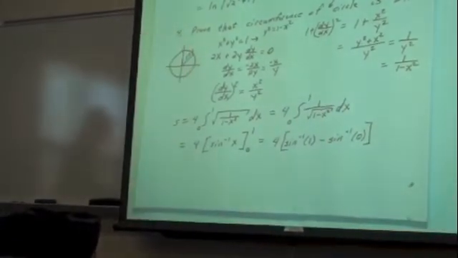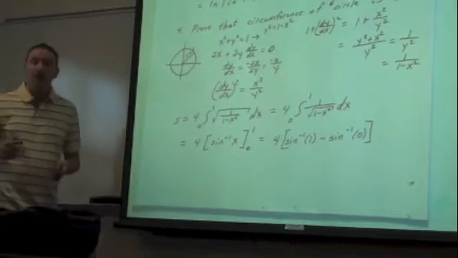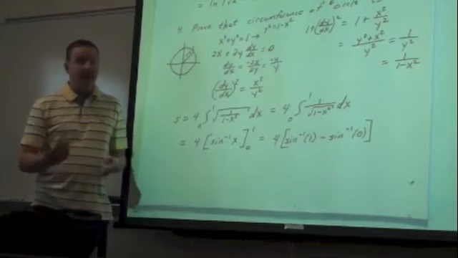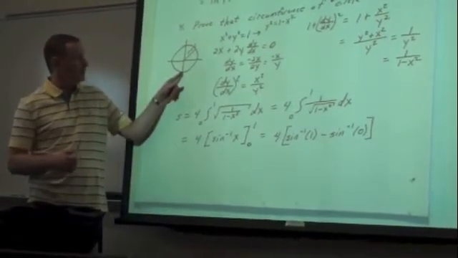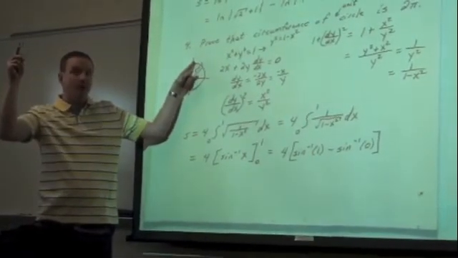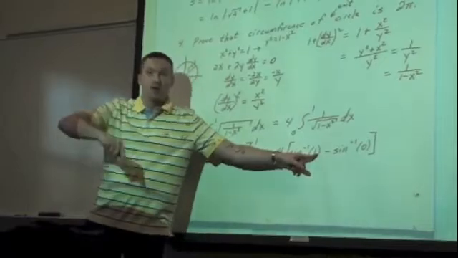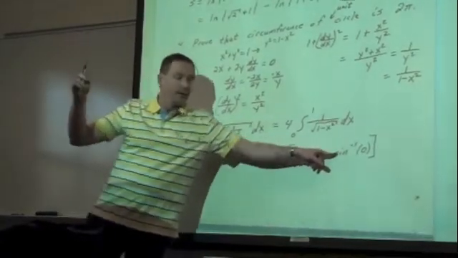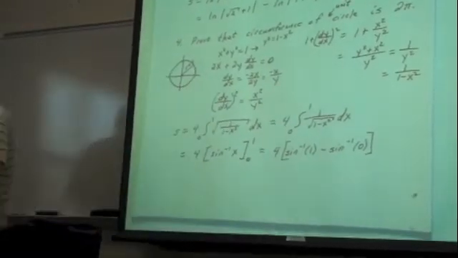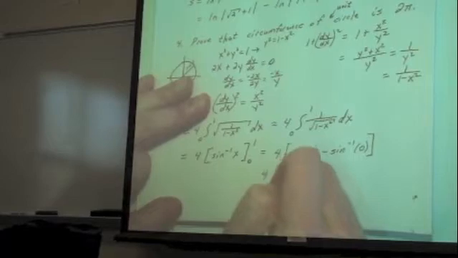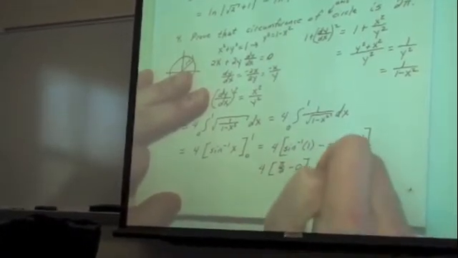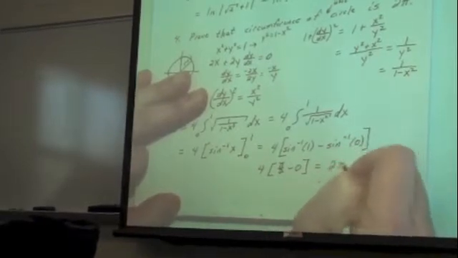Now I can just say, well, the inverse sine of 1, that's asking you, when is your sine function 1 such that the inverse sine is defined? Inverse sine is only defined for sine values between negative pi over 2 and pi over 2. So I can say, well, I know that the sine of pi over 2 is 1, thus the inverse sine of 1 is pi over 2. The inverse sine of 0 is 0 because the sine of 0 is 0. So I can say this is just giving me 4 times pi over 2 minus 0. 4 times pi over 2, 2 pi.